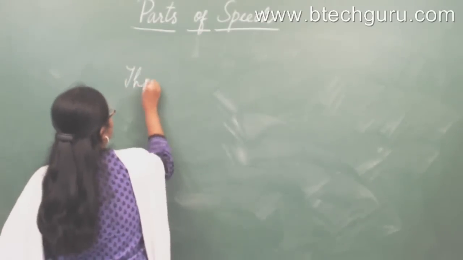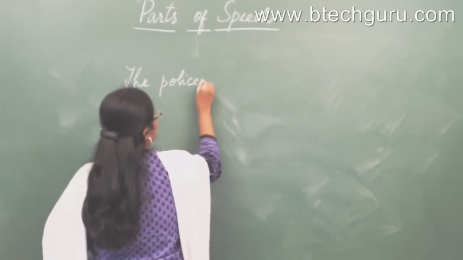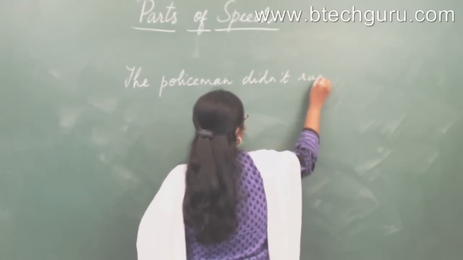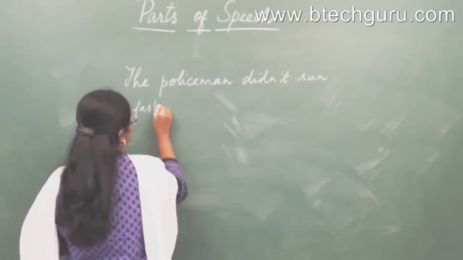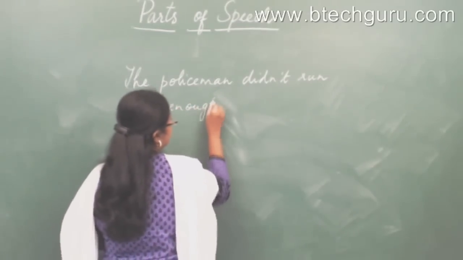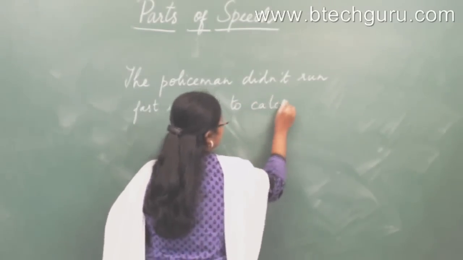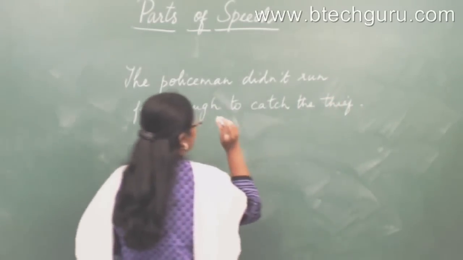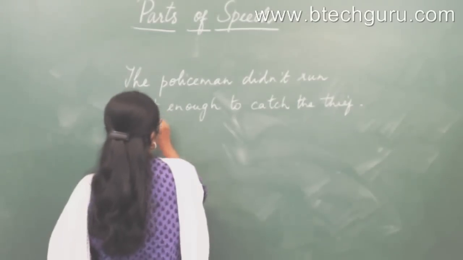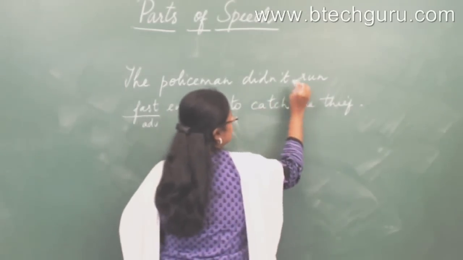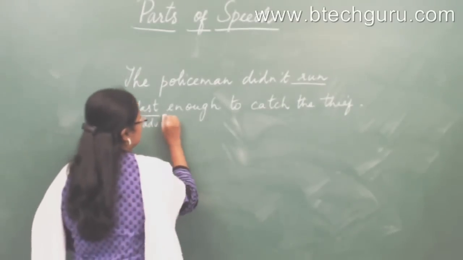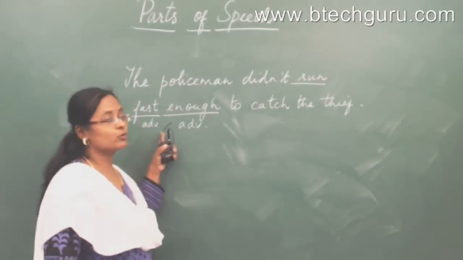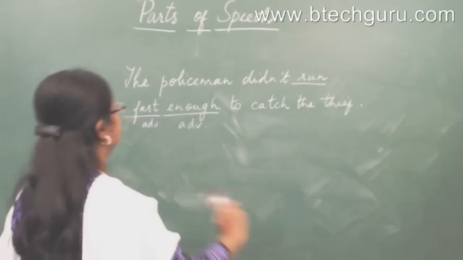The policeman didn't run fast enough to catch the thief. Here you see fast is an adverb because it talks about the action of running. Now enough is also an adverb, like in the sentence she writes very neatly. We have two adverbs placed one after the other. Okay.